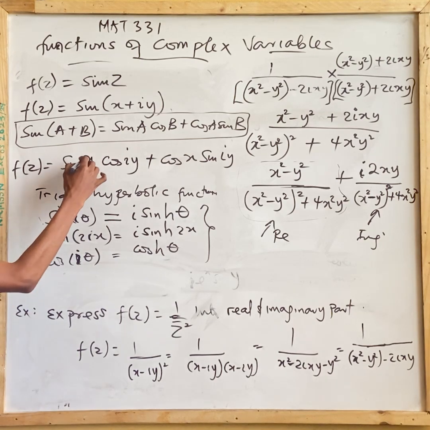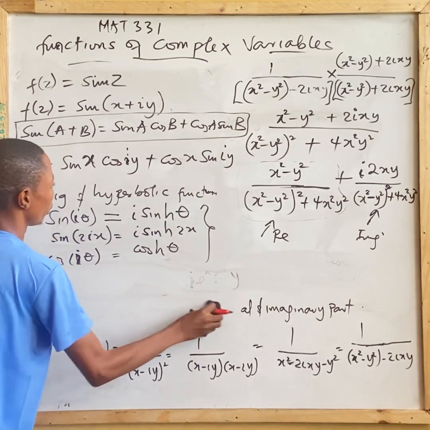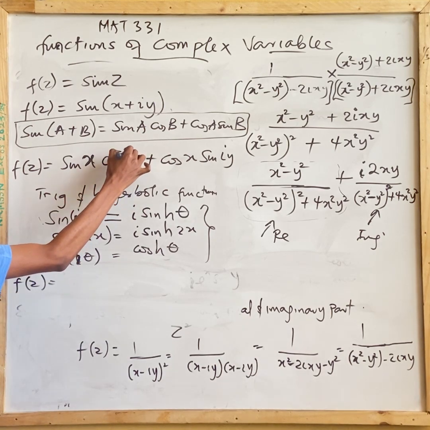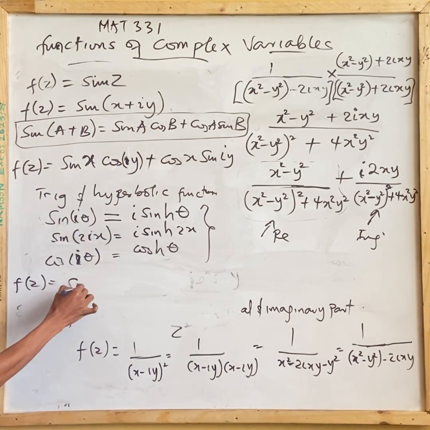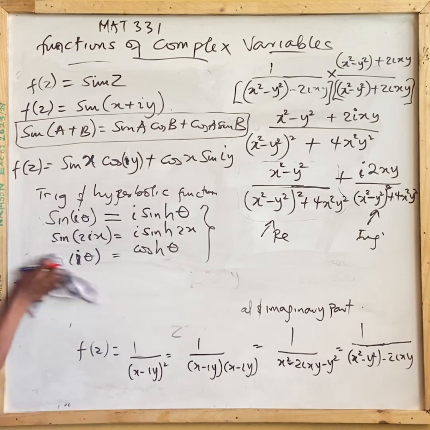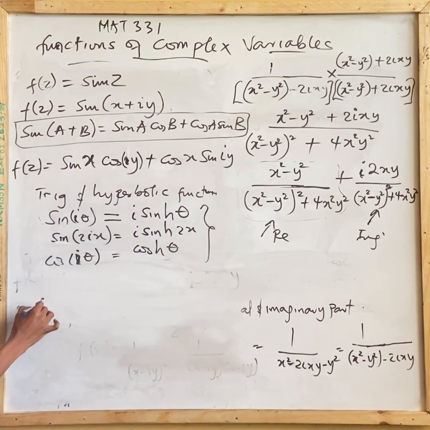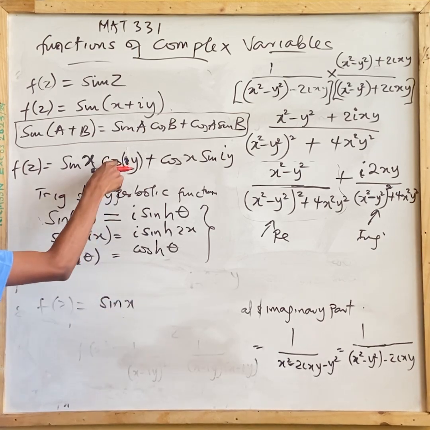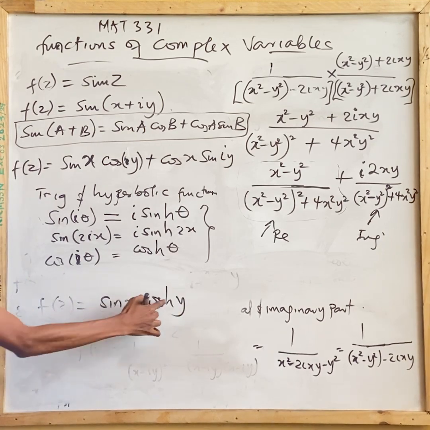So from here now, we are having sine x cos iy plus cos x sine iy. So what do we do? We just separate that. f of z equals, here now we have cos iy. This i will change this cos to hyperbolic cos. It will turn to f of z equals sine x cosh y.